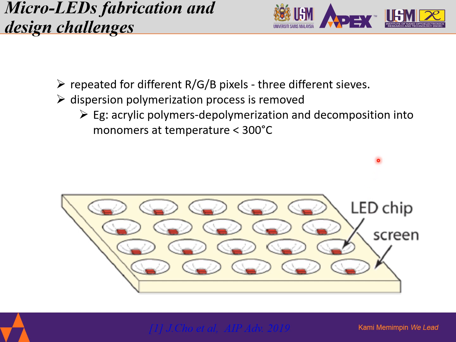This method can be repeated for different kinds of RGB using three different sieves. For example, with different shapes of sieve, we can focus on only red LED chips with the first sieve, the second sieve only for green, and the third sieve for blue. After the arrangement of all these ball-shaped micro LEDs, the dispersion polymerization material can be removed completely. For example, acrylic polymers can be removed by depolymerization and decomposition of monomers at moderate temperatures, such as below 300 degrees C.